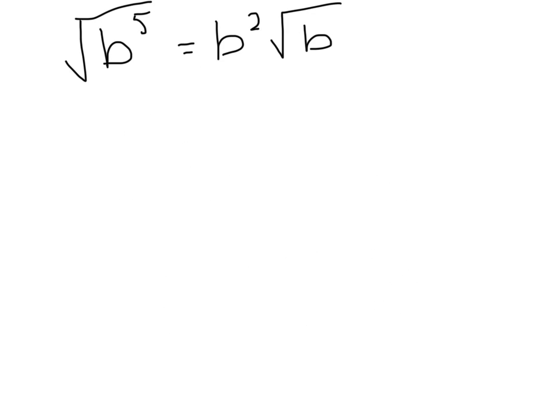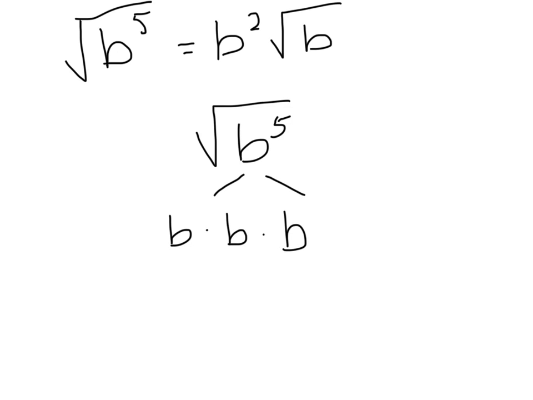In the last example, I claimed that the square root of b to the fifth is equal to b squared times the square root of b. I want to take a minute to take a closer look as to why that's true. If we take a look at the square root of b to the fifth, and we look at the prime factorization of b to the fifth, it is b times b times b times b times b. Those are the simplest factors of b to the fifth.